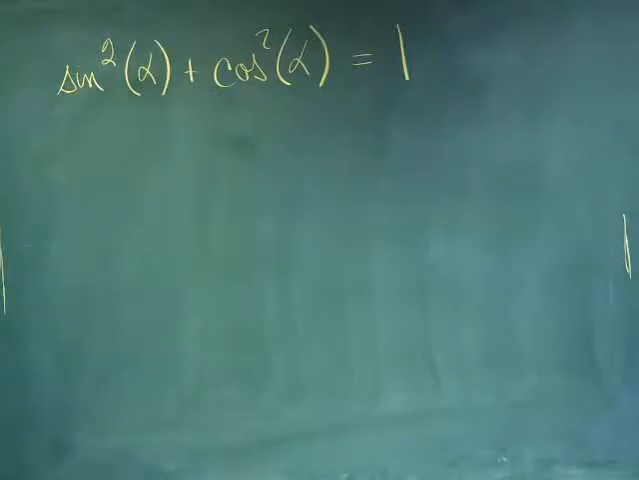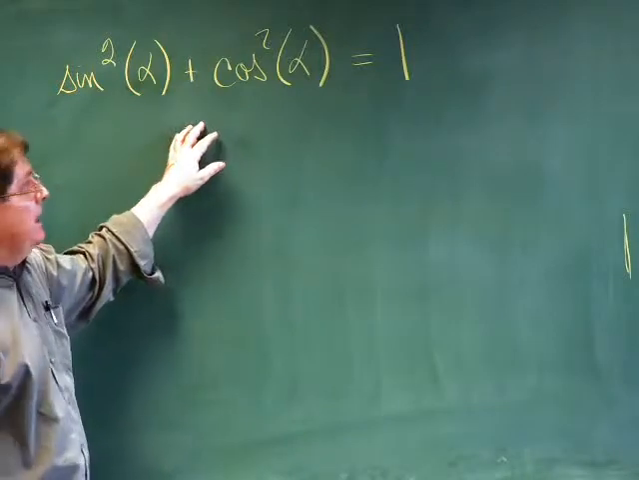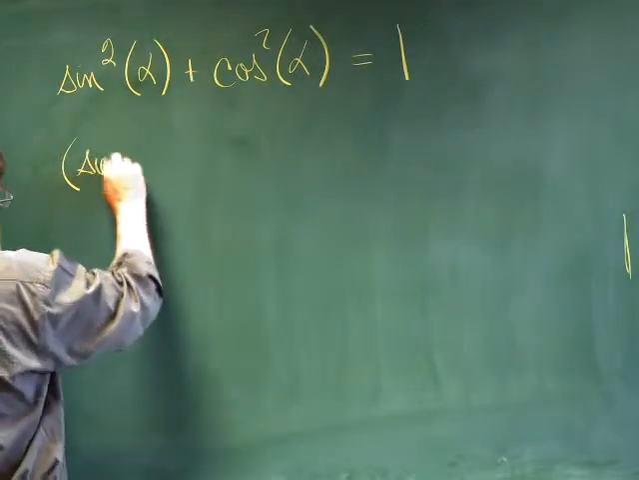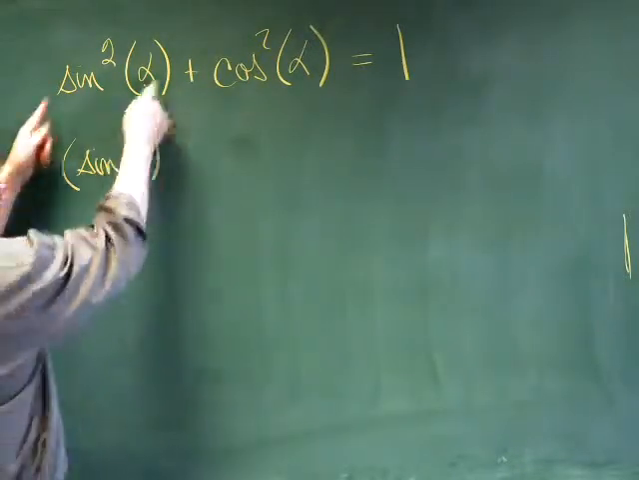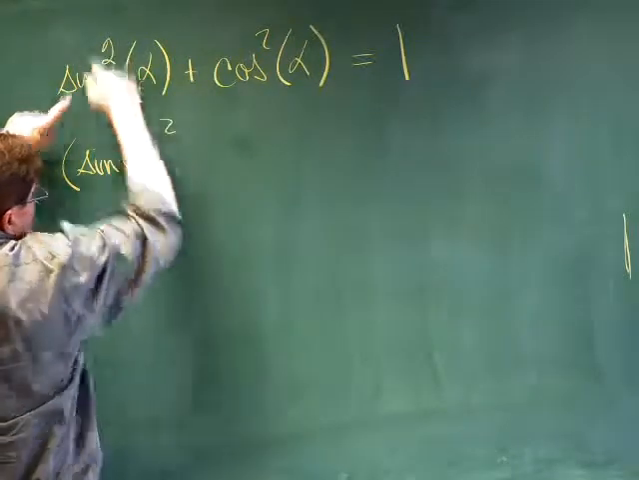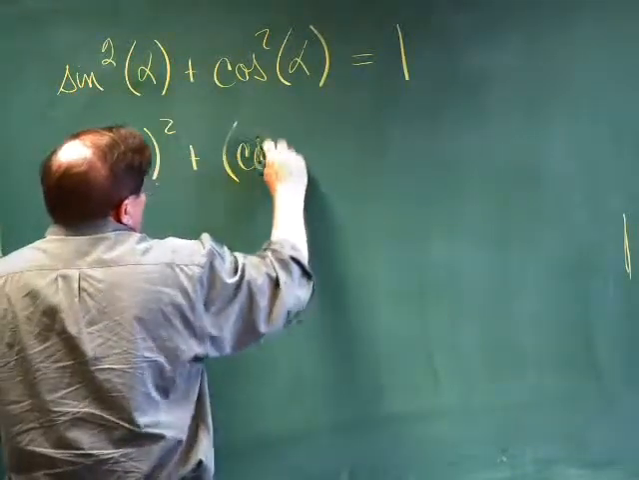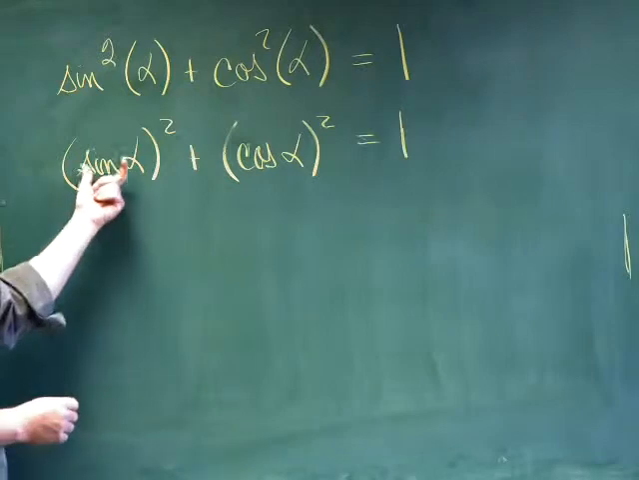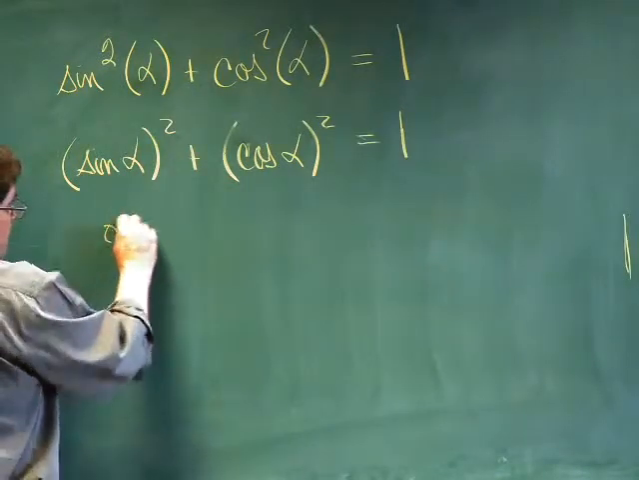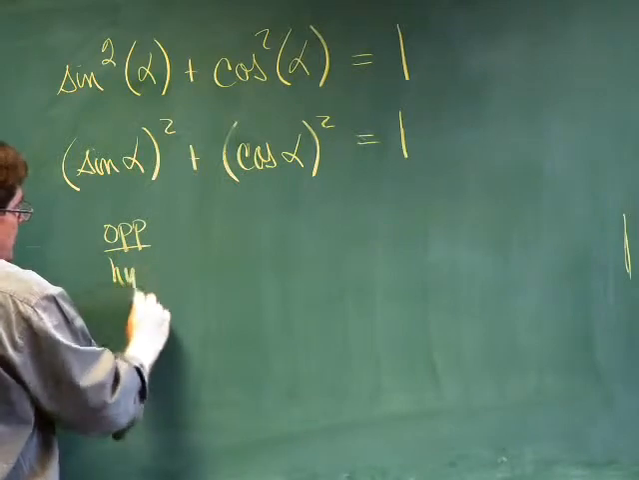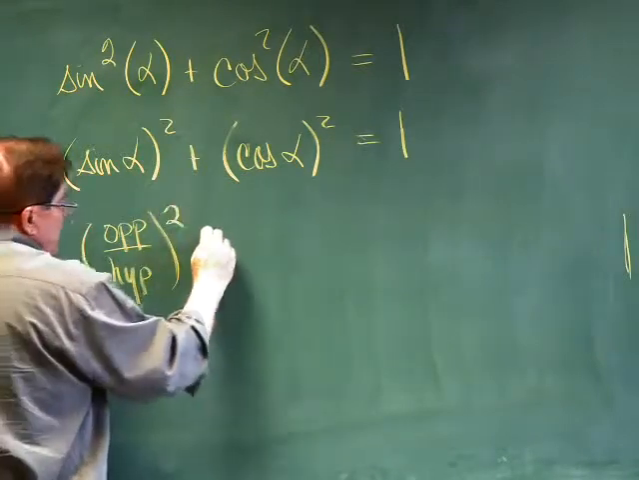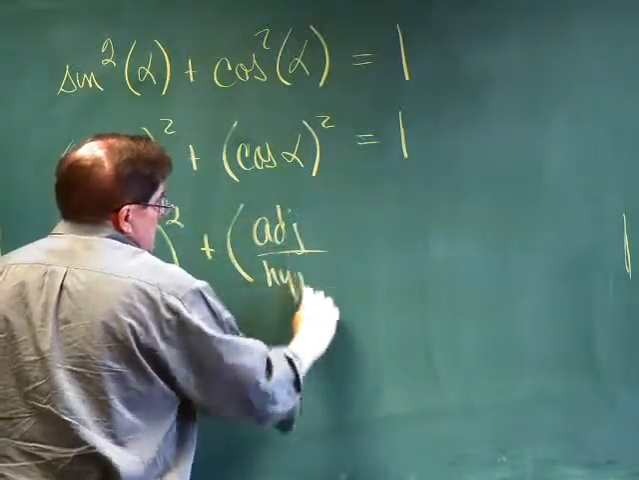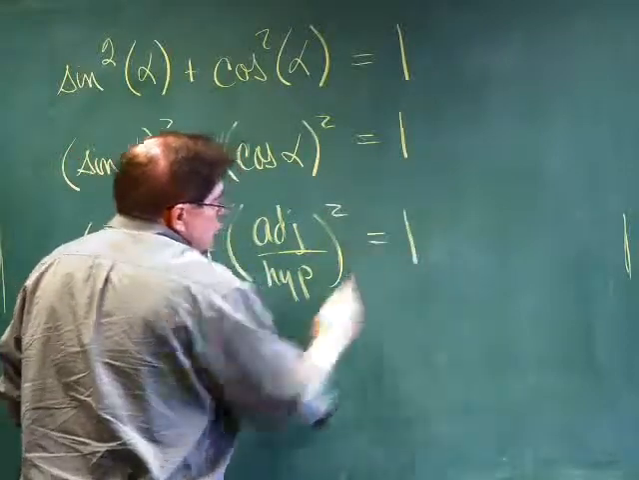This is a very important trig identity. It's called the Pythagorean trig identity, and here's why. What this means is the sine of alpha squared. The order of operations here is you do the sine first and then you square that result. And this is the cosine of alpha squared. And that's going to be equal to 1. Here's why. The sine is defined as the opposite over the hypotenuse, so this is opposite over hypotenuse squared. This one is adjacent over hypotenuse squared. And we're going to try to show that that's equal to 1.